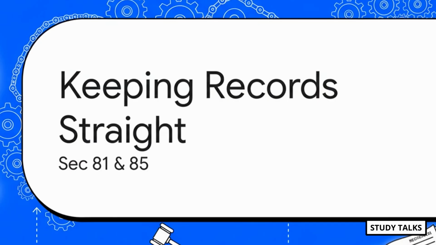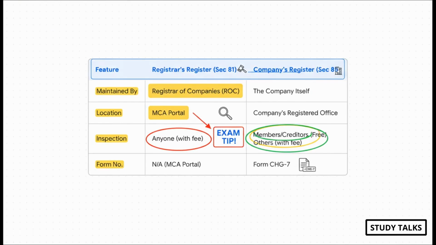See, it's not enough to just file the forms. You also have to maintain proper records. And the law is very specific here. It requires not one, but two separate registers of charges. So let's compare these two. On one hand, you have the registrar's register, which is under Section 81. This is the official one, kept by the ROC on the MCA portal. It's a public document, so basically anyone can look at it if they pay the fee.